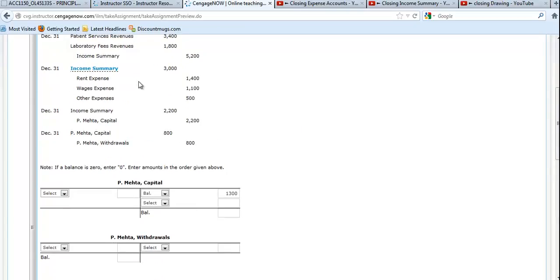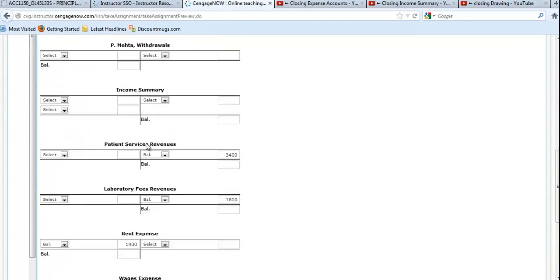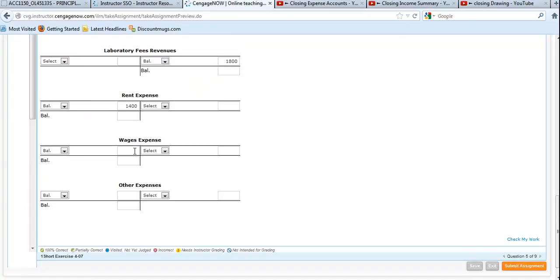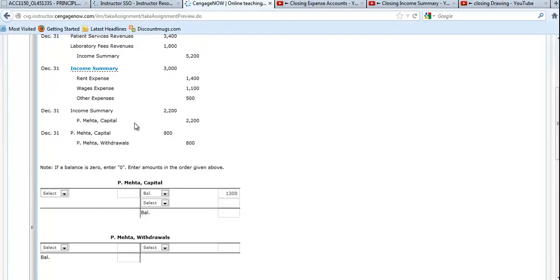$1,800. Then I had all my expense accounts, which since I'm crediting them here in the closing entries, it means rent had a debit $1,400, wages had a debit $1,100, and other expenses had a debit $500 for their beginning balances. So we're going to find rent expense for $1,400. Had a beginning balance of $1,400. Wages expense had a beginning balance of $1,100 and our other expenses had a beginning balance of $500.